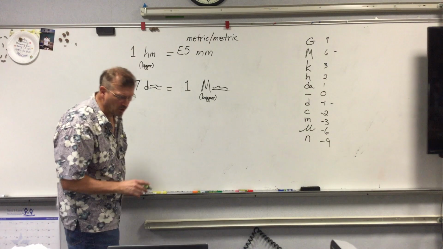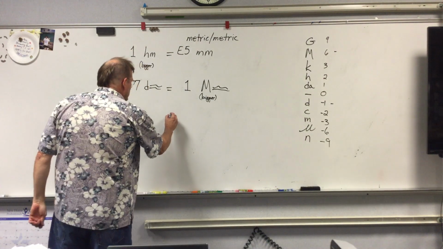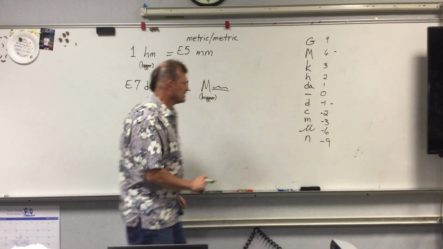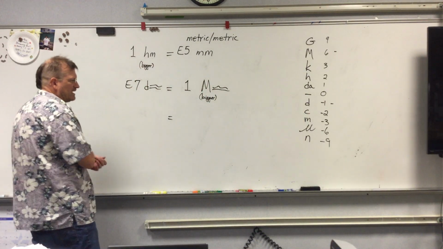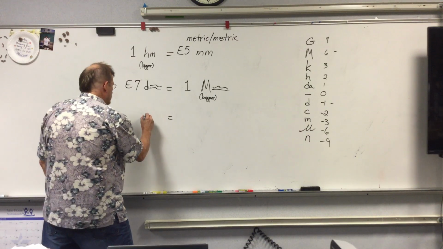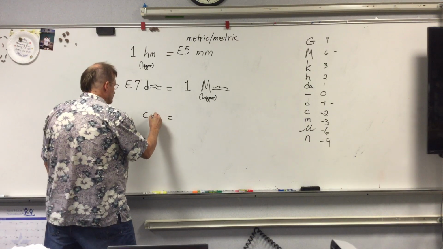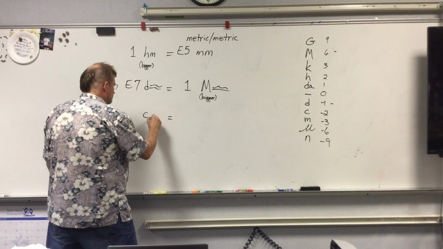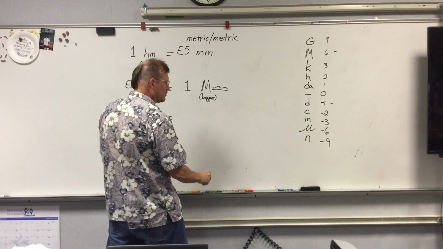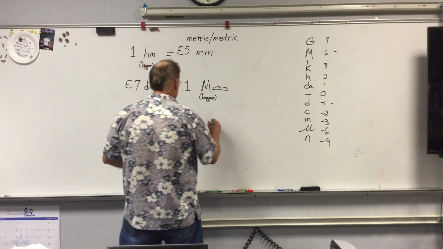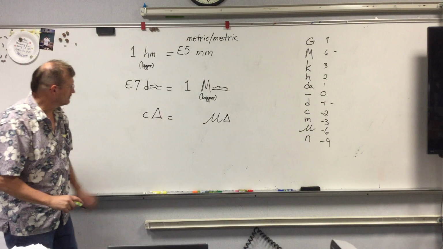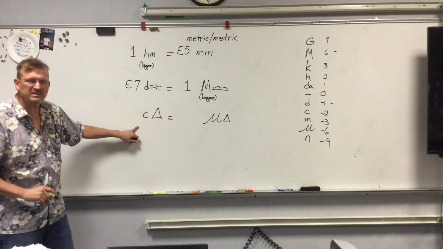Okay, we'll do one more and then I'm going to call it quits because my time's up. Let's say we do 2 of them down here. So let's say we have a centi, I'll just use a triangle. A centi triangle, and we have to equate that with a micro triangle. Which one of these prefixes is bigger?